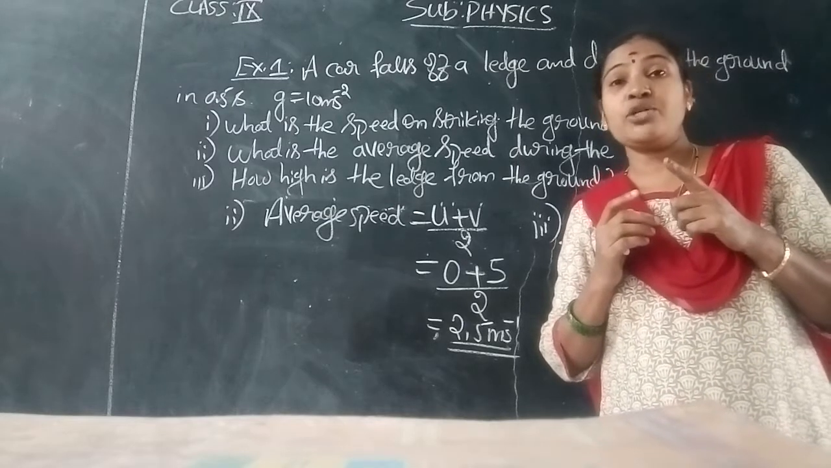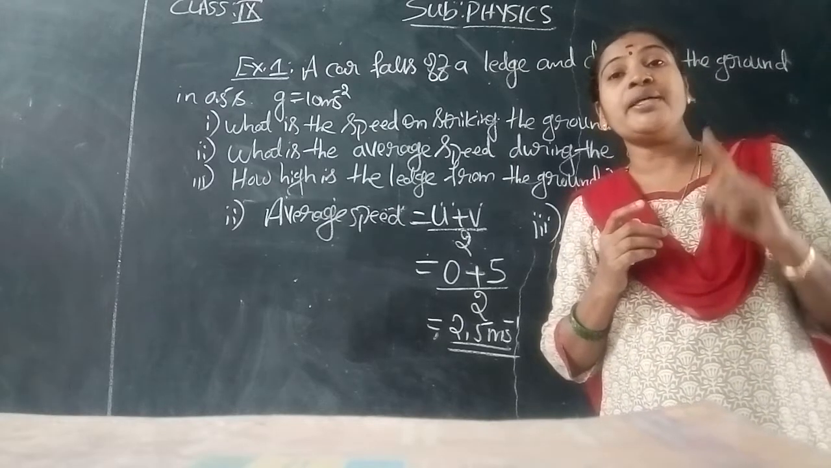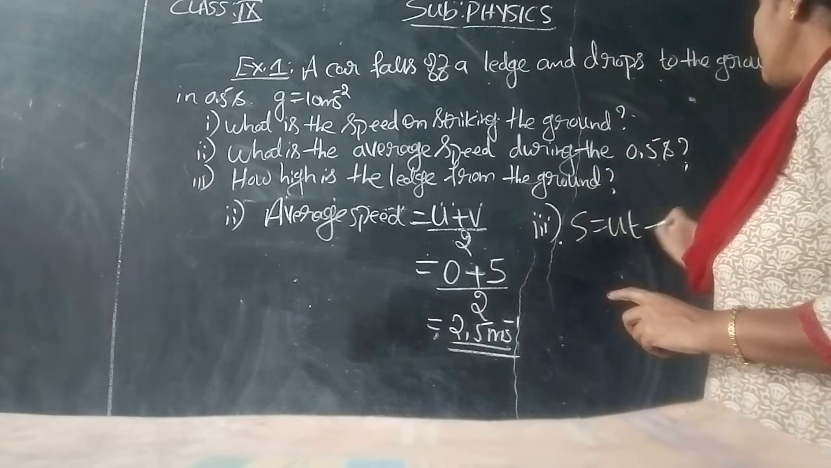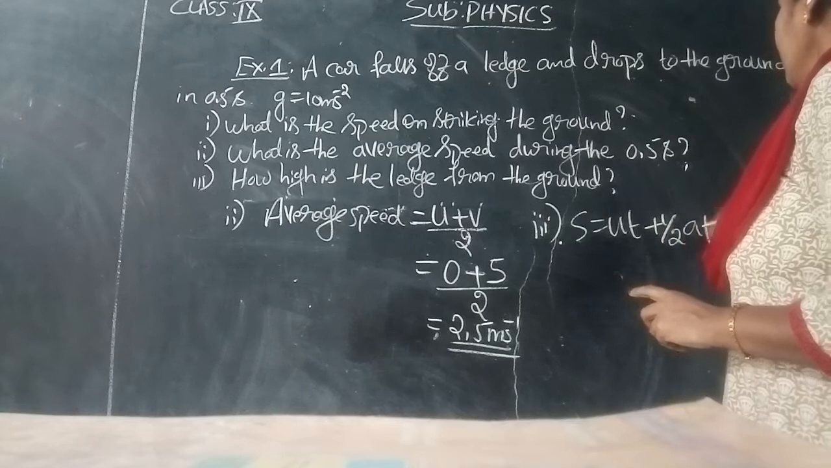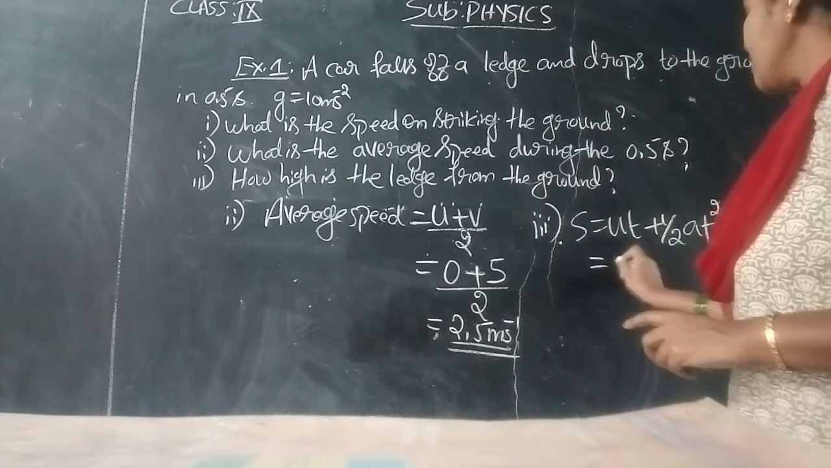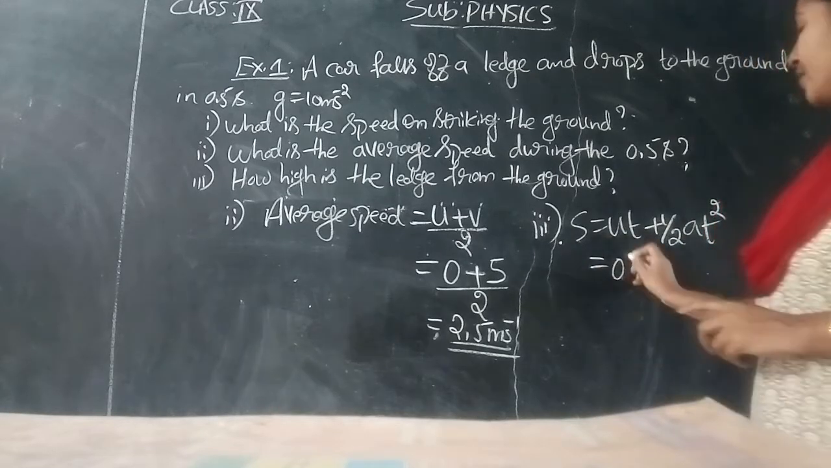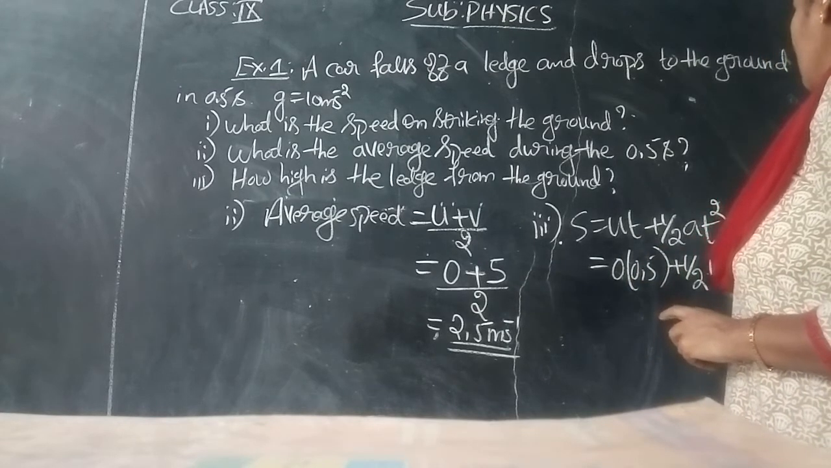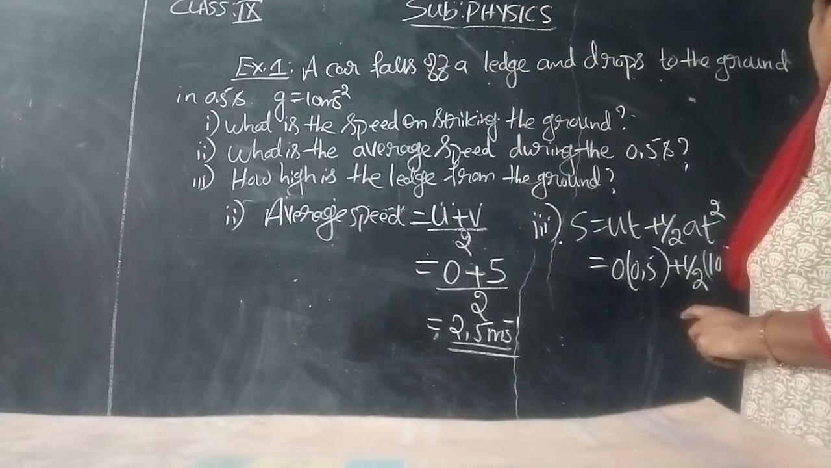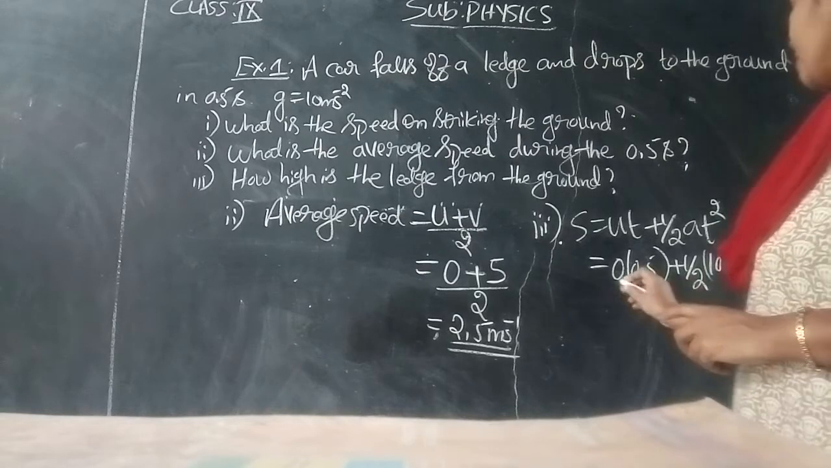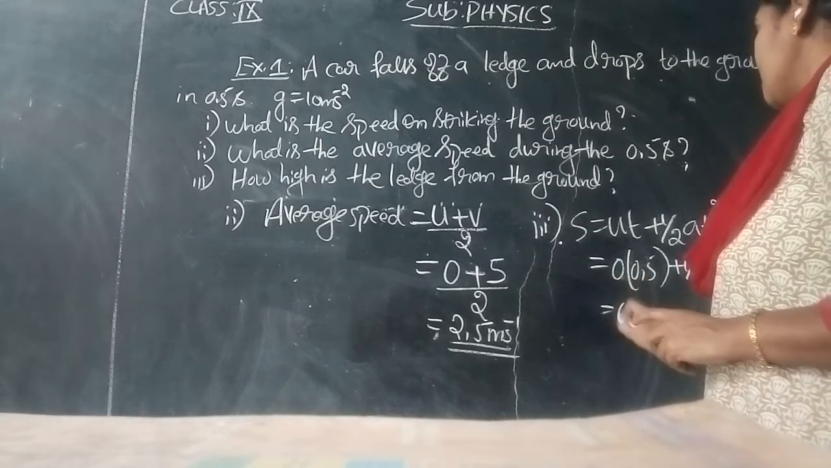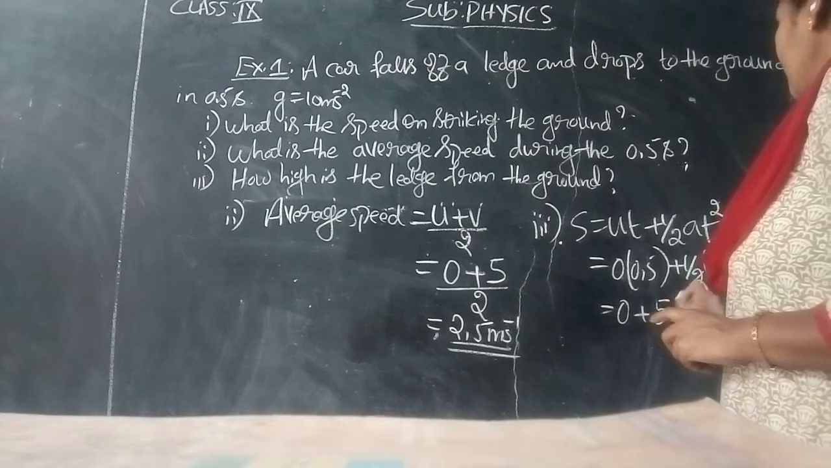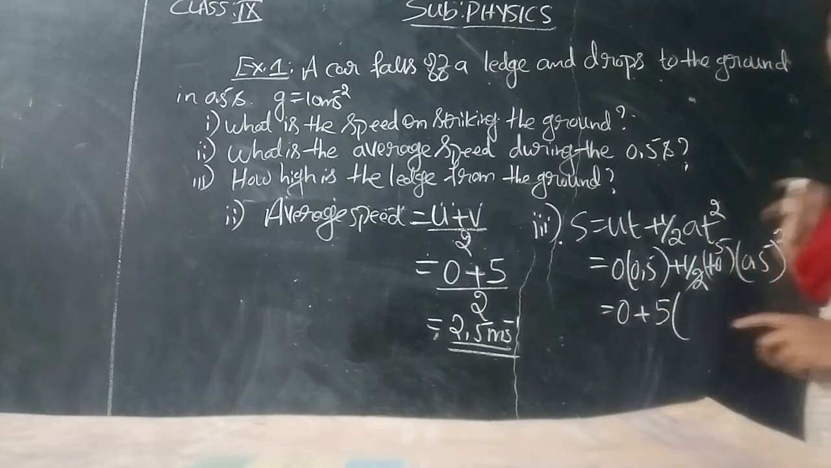So which formula will you use at that time? S is equal to ut plus half at square. So S is equal to ut plus half into at square. Initial velocity you know already, 0. Then time is 0.5, plus half into a. a is how much? 10, t square, that is 0.5 whole square. 0.5 into 0 is nothing but 0 only. Plus here you can cancel it, 2 ones are 2, 5 twos are 10. So 5 into 0.5 whole square.